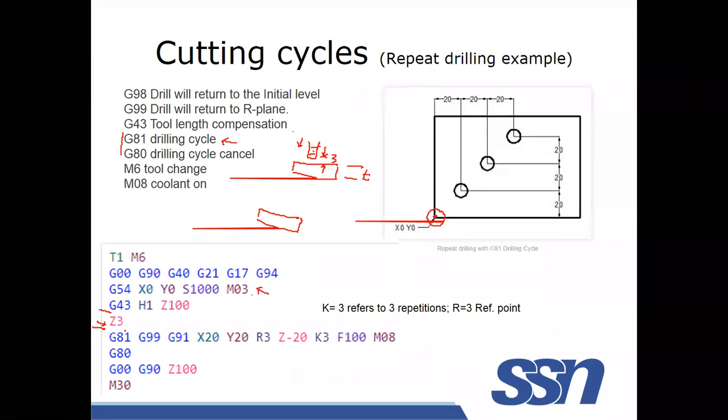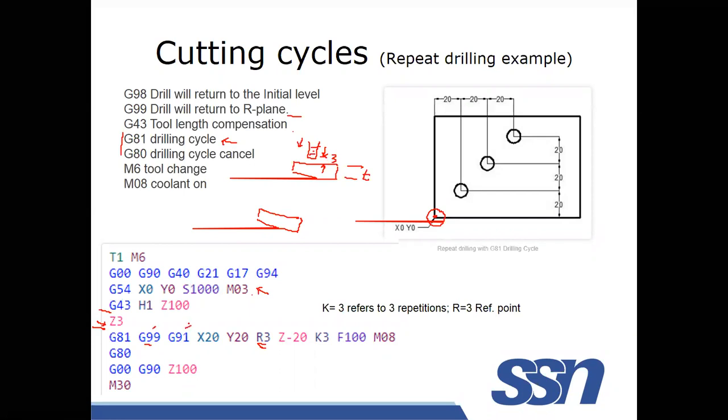G81 means we are calling the drilling cycle. G99 sets the reference plane. After completing every drill, the tool position is set by this command. In this case, the R value is 3, which means after completion of the first drill, the drill bit will be retracted and kept at a distance of 3 mm from the surface of the workpiece. For every hole, the tool will be kept 3 mm away from the surface. That value is set by this G99.